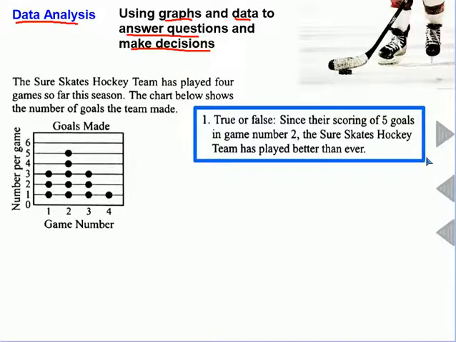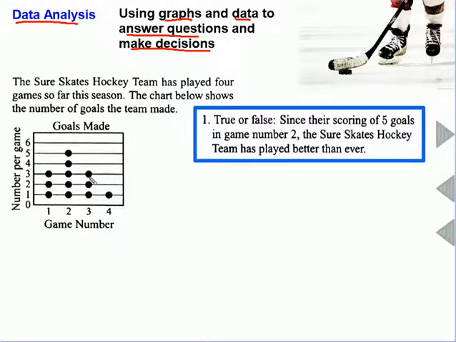True or false? Since their scoring of 5 goals in game number 2, here we have our 5 goals, the Sure Skates hockey team has played better than ever. Let's think about that. What would it mean for the team to play better than ever? I'm guessing that would mean that they would have to score higher each time after that game number 2. Well, here's game number 2. Here's our 5 goals.